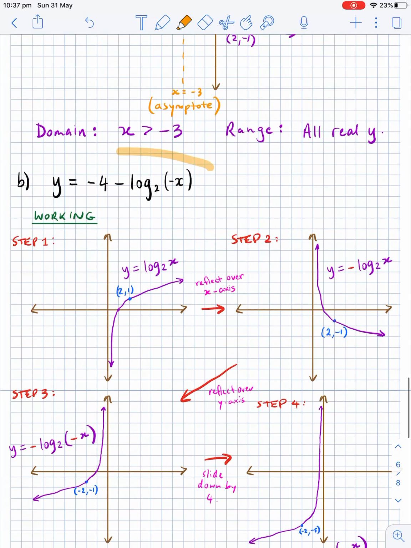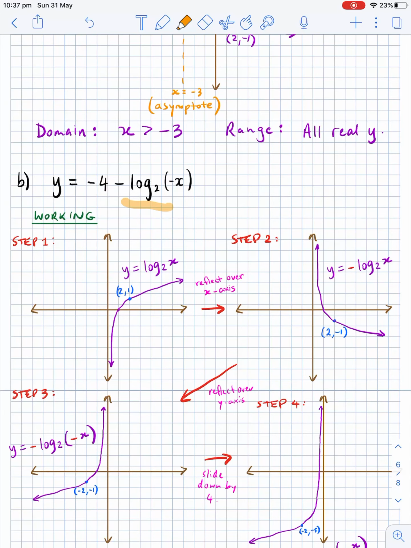Okay, so moving on, one more. This one's a bit trickier. We've got 3 different transformations. We've got the negative x transformation, which is reflecting about the y-axis. The negative reflection here is reflecting about the x-axis, and the -4 constant is going to slide it down by 4. You definitely want to do this transformation last, so I suggest doing this one or this one first.